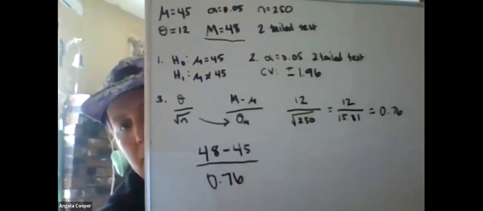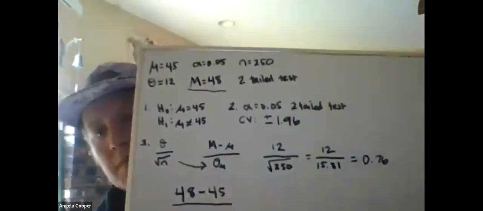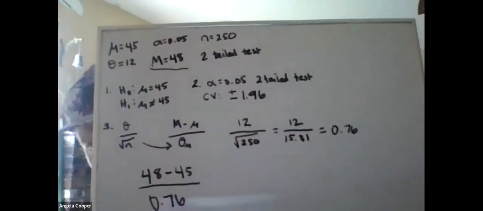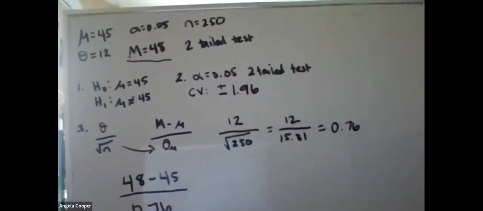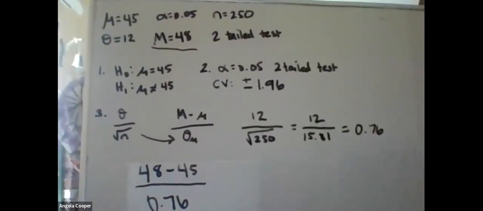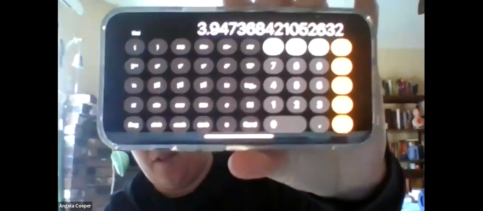Let me find my calculator over here. So from here, 48 minus 45, which is 3, divided by 0.76 equals 3.9473. I'm going to round that again to 3.95 to 2 decimal places. So that equals 3.95, which is what my Z-score is.